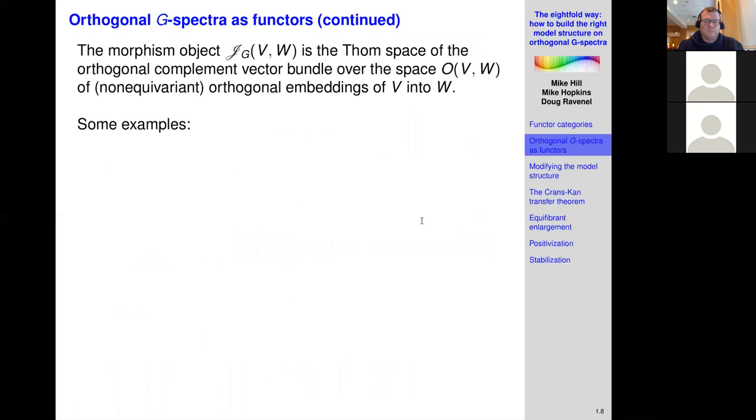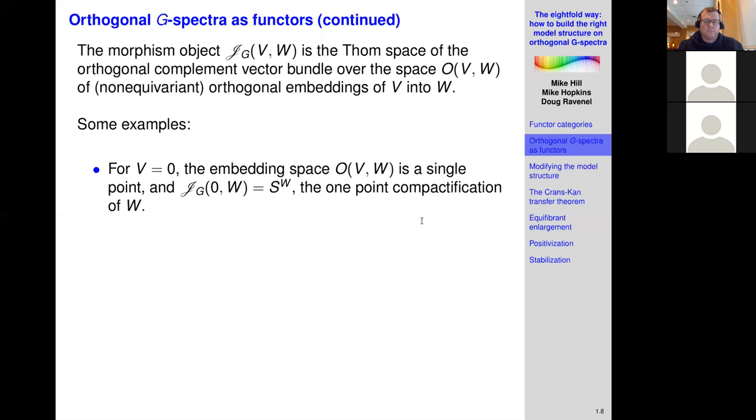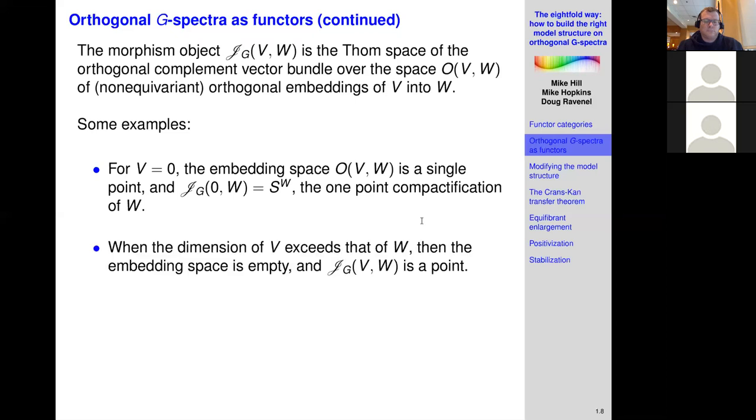Now, here are some examples of these morphism objects. The simplest case, let's consider the case where V is the trivial vector space. W can be anything you like. That means there's just one orthogonal embedding: just send the trivial vector space to the origin. And that means we're looking at a vector bundle over a point, and the fiber of that vector bundle is W. So the Thom space is the one-point compactification of W, denoted by S^W.